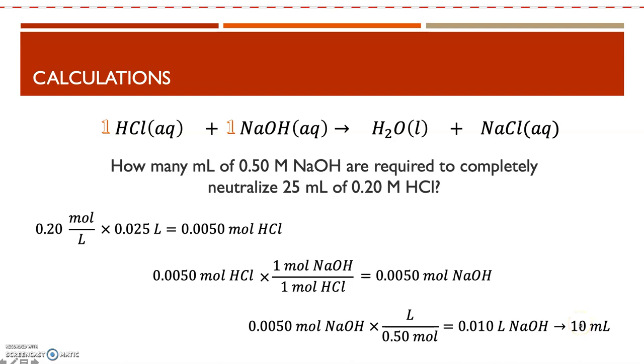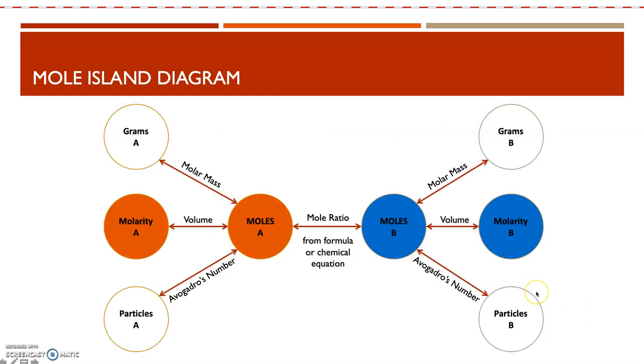To give you an overview of stoichiometry problems, you can think about this mole island diagram. If I have a concentration of an acid and a volume of an acid, those two things I can put together to find moles of acid. And then once I have moles of my acid, I can get to moles of my base by using that mole to mole ratio from the balanced chemical equation. And then I can go back out using the volume and molarity, or use the molarity and moles to get to volume, or vice versa.